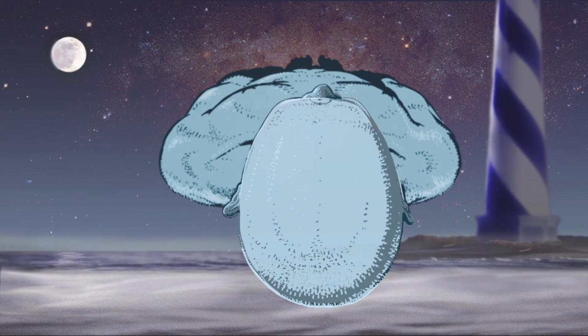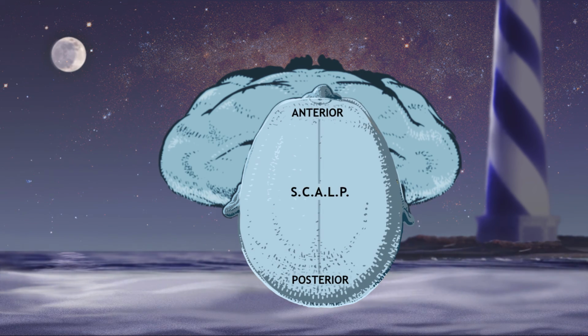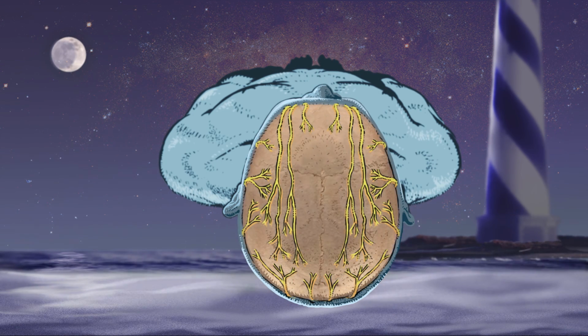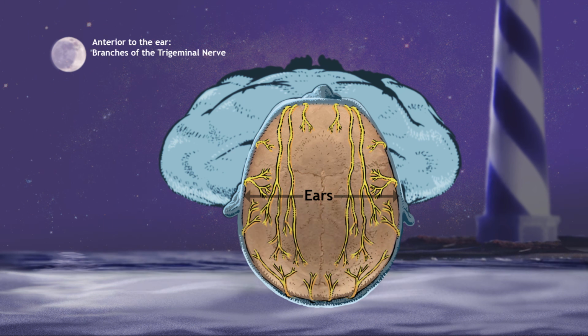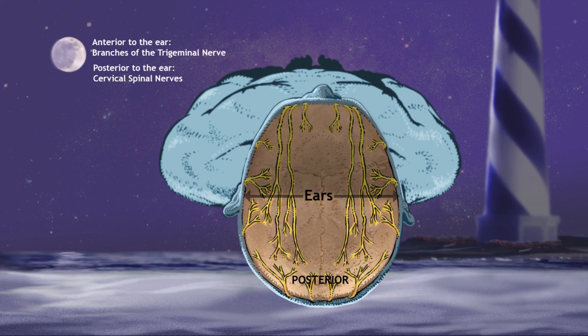There's an extensive overlapping network of cutaneous sensory nerves supplying the scalp. These nerves are arranged in two main groups. The nerves anterior to the ear are all branches of the trigeminal nerve. The nerves posterior to the ear are all branches of cervical spinal nerves.